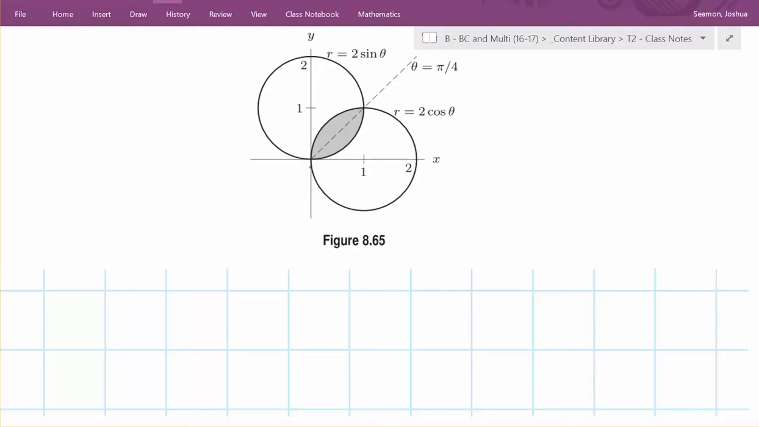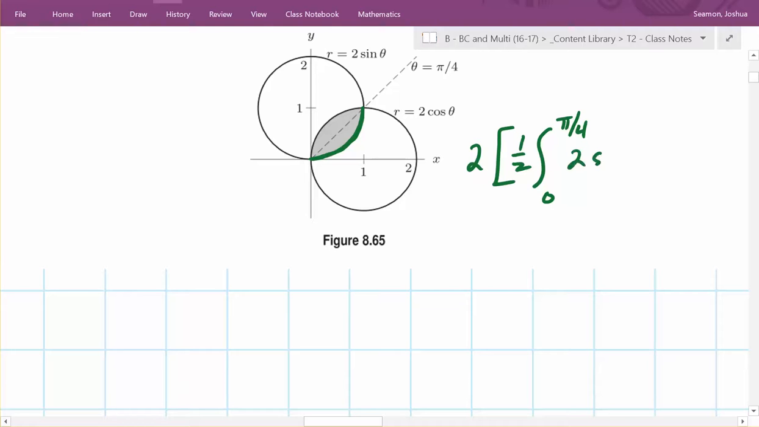Which one do you think I would choose? 0 to pi over 4. Why? Just say, because 0. Whenever we have a choice of using zeros, that's usually the path of least resistance. So what are we talking about? We're talking about this function right here, that one, if we go from 0 to pi over 4. So it's going to be 2 times what? What's the integral going to be? 1/2 from 0 to pi over 4 of which function? 2 sine theta squared d theta.